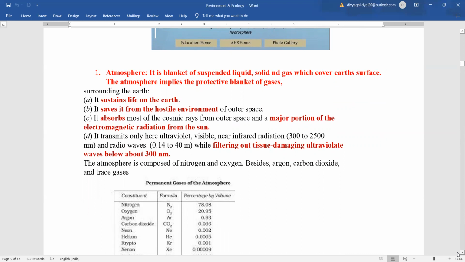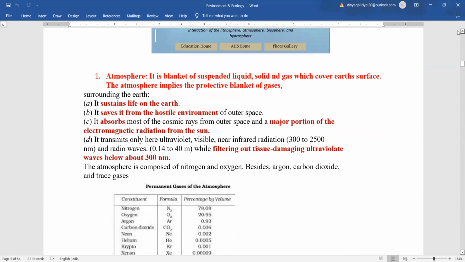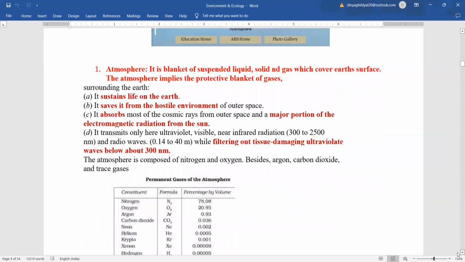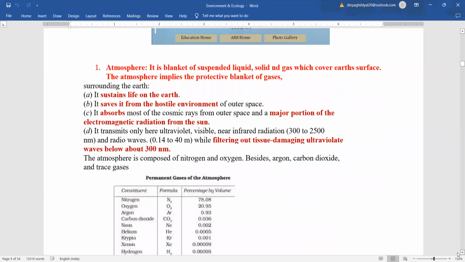Let us begin. Atmosphere. As you can see, the earth is surrounded by a blanket of atmosphere, which consists of gases, water droplets, etc. So it is a blanket of suspended liquid, solid and gas which covers the earth's surface. Atmosphere basically refers to the protective blanket of gases surrounding the earth. It sustains life on earth. It saves it from a hostile environment.